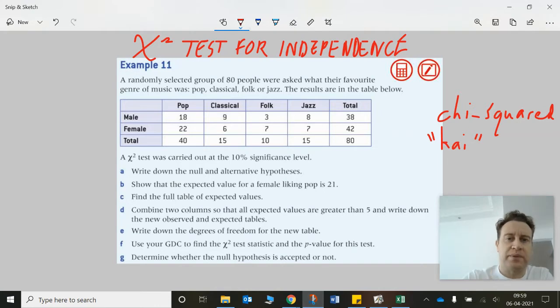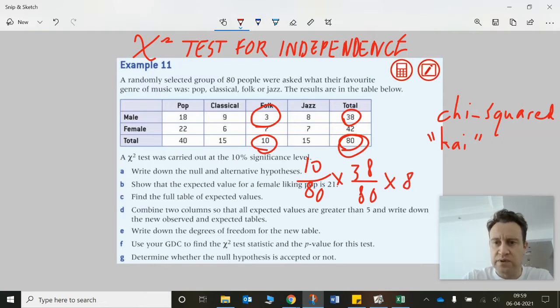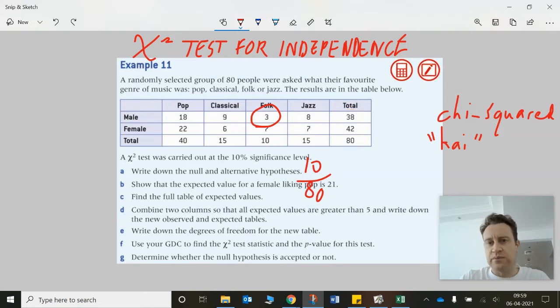So let's just recap. If we wanted to find the expected number of males given the totals, we'd say 10 over 80. So that's 10 out of 80 here, times by 38 out of 80. So that would essentially be the probability, and then times by the total number of people to get an estimate for your expected value there. Now obviously, as I said, you can do this 8 times over, but your calculator will do this for you. It's pretty neat.